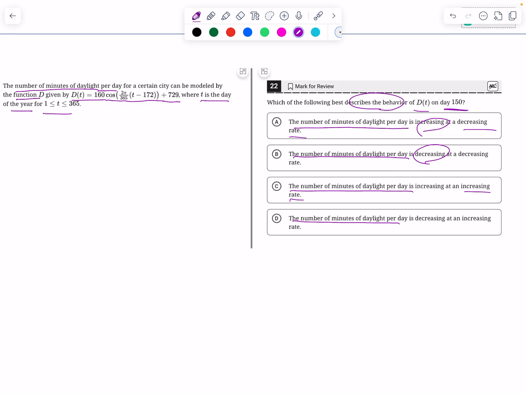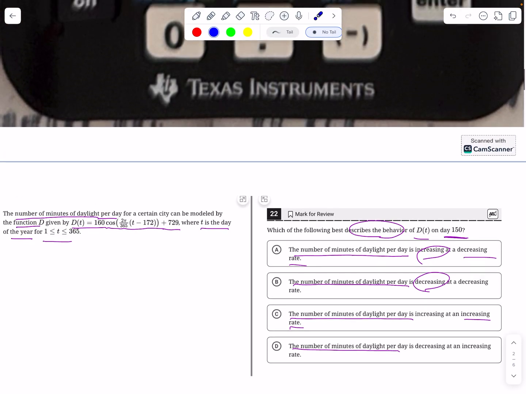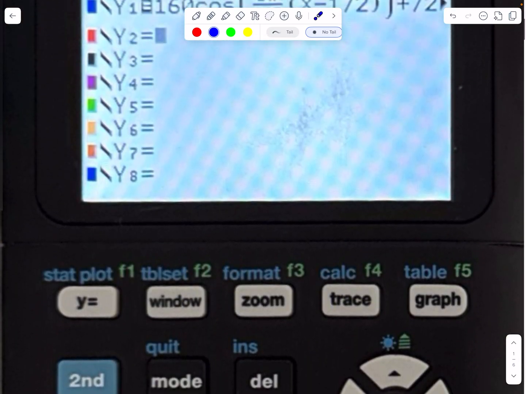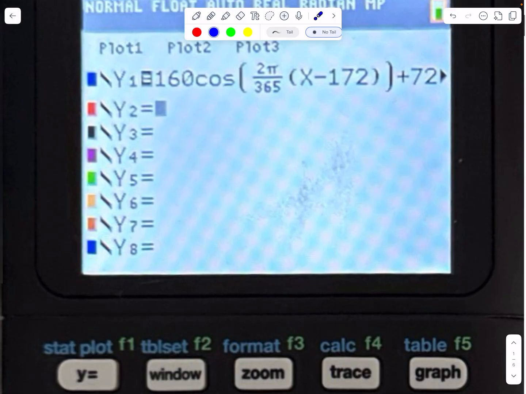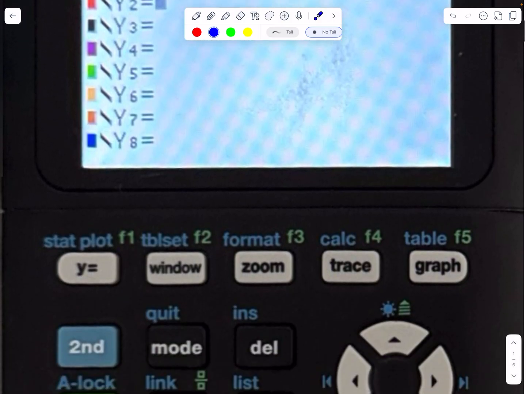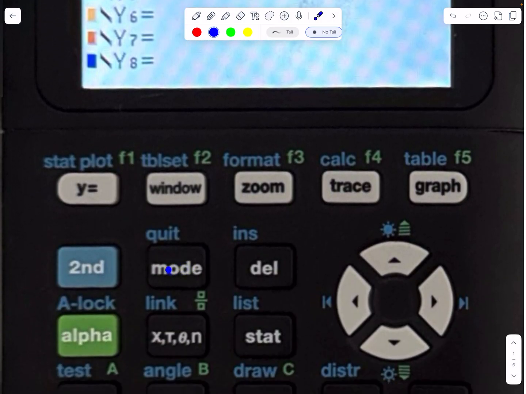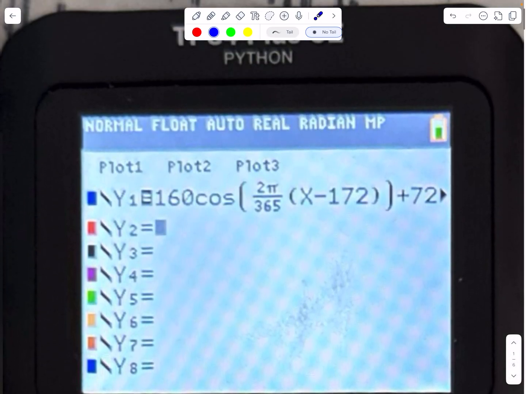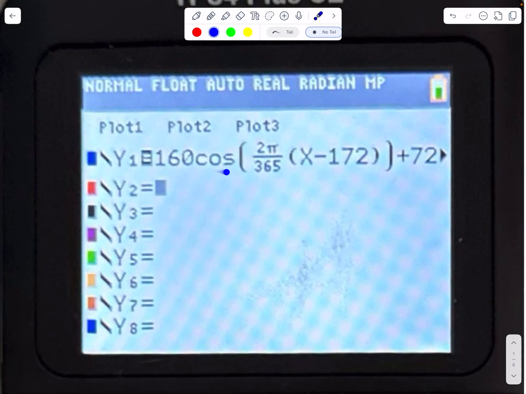So we're going to input this equation into y1. Let me show you that on the calculator. So this here is y1, and you would type in 160. Oh yeah, by the way, make sure your calculator is in radian mode. Remember, in AP Precalculus you don't use degrees, only radian mode. Okay, so here we have 160 cosine.